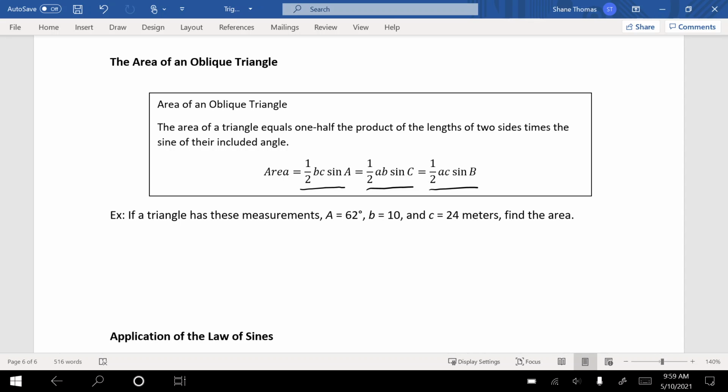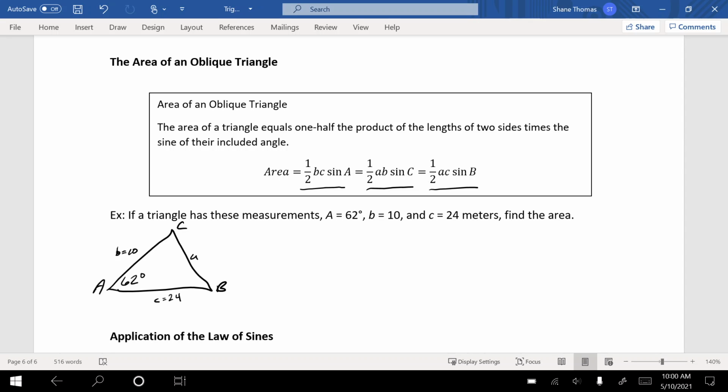So in this case here, I have a triangle with measurements A is 62, B is 10, and C is 24. Go ahead and draw it real quick so we see what it looks like visually. A, B, C. Okay, so A is 62, B is 10, and C is 24. Okay? Do I have two sides with the angle in between them? Yeah, I do. So therefore, I can use that to find the area of this figure.